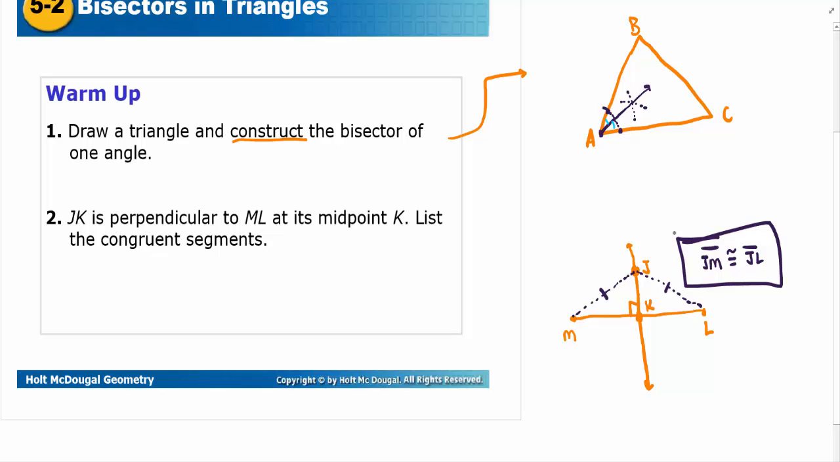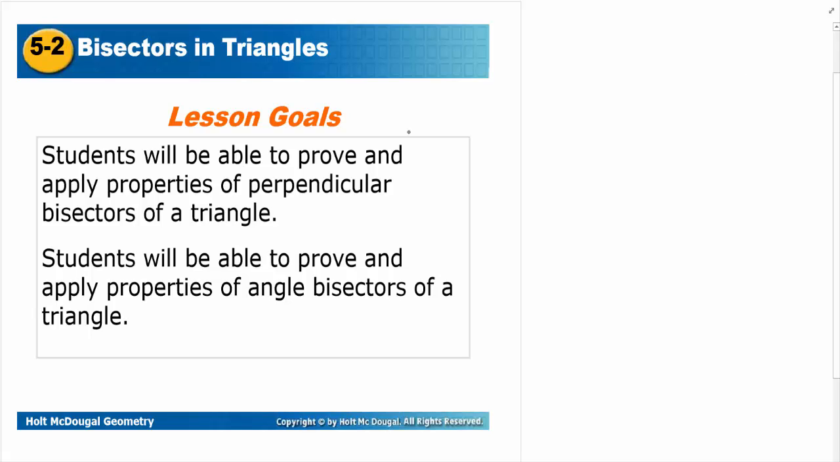All right, so there's your warm-up. That's basically 5-1 review, right? Okay, so hopefully you get the idea looking at the title of the lesson. We did in 5-1 just good old perpendicular bisectors and angle bisectors. 5-2, just going one step farther, just doing bisectors, same types, but now they're inside triangles and seeing what types of relationships these have. So our goal here is to be able to prove and apply properties of perpendicular bisectors of a triangle. So we're just adding those into a triangle. And you're going to be able to prove and apply properties of angle bisectors in triangles. So it's all about doing what we did in 5-1 and doing them in triangles.